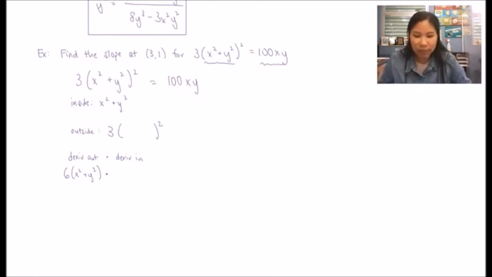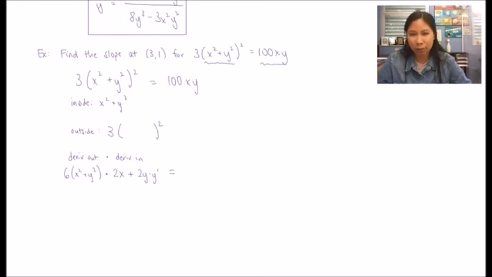Well, the derivative of the inside is x squared plus y squared, so the x squared will just be 2x. We have a plus sign. The derivative of y squared is 2y, but then because we're dealing with the y variable, we'll need to multiply by the y prime. Okay, not too bad. All right, moving on. So that is the derivative of everything on the left now.